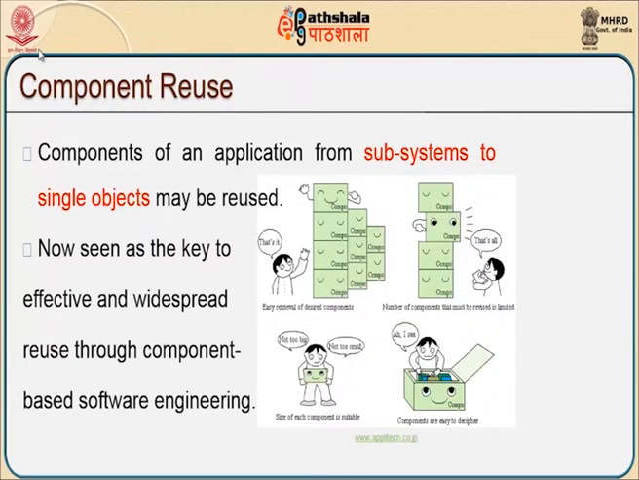If you look at component reuse, components of an application, from subsystems to simple single objects, may be reused. If you look at this figure, these are components that are grouped together, and any component that is to be reused can be called and can be iteratively processed. Anything can be easily imported, and it is interoperable also. This is seen as the key to effective and widespread use through component based software engineering.